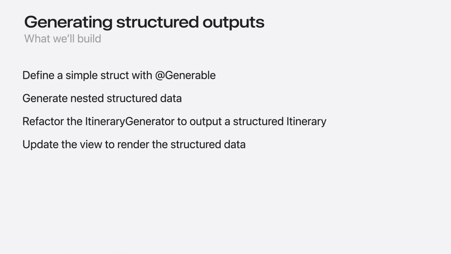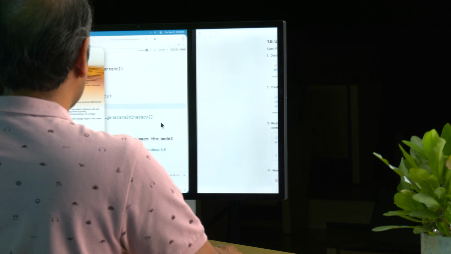We'll start this chapter in the playground where we'll define a simple struct with a Generable macro applied to it. We'll then build on it to create more complex nested data structures for the model to generate. Finally, we'll go back to the app, refactor our itinerary generator to output our new structured itinerary type, and update our views to display it in a rich UI. Let's head on back to our code along guide.